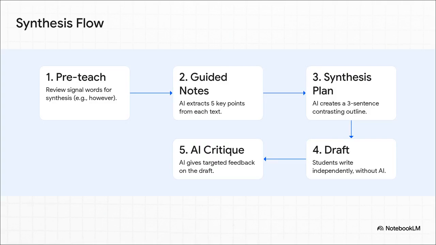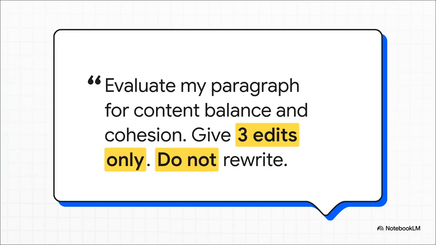This flow is just a perfect example of scaffolding. The AI does some of the heavy lifting up front, pulling out key points, suggesting an outline. But the really hard part, the core cognitive work of actually writing the paragraph, that is all on the student. Then the AI comes back in at the end as a revision partner. And this prompt right here is so key. By telling the AI, do not rewrite my text, you stop it from just doing the work for them.